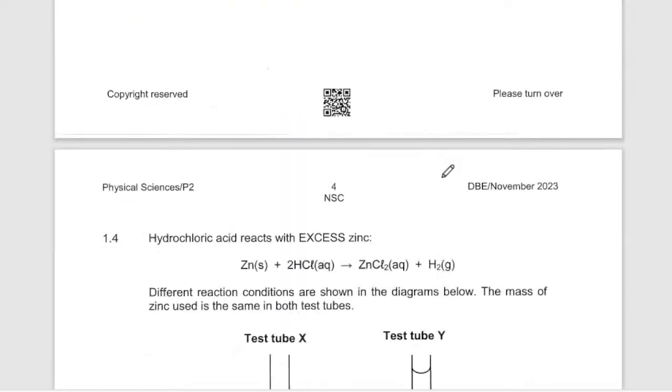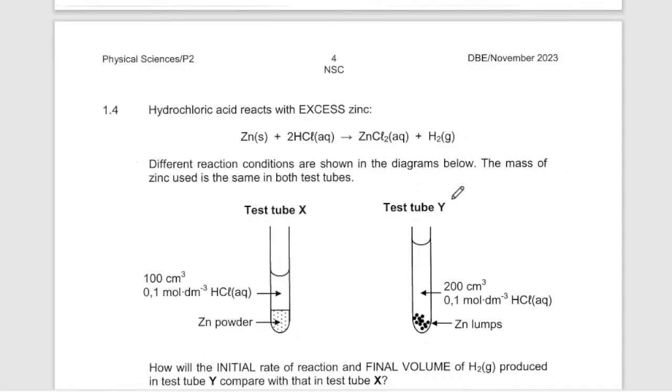Then we go to the next question, which is 1.4. They are saying that hydrochloric acid reacts with the excess. When you talk about excess, it means that it cannot be a limiting factor in that regard.